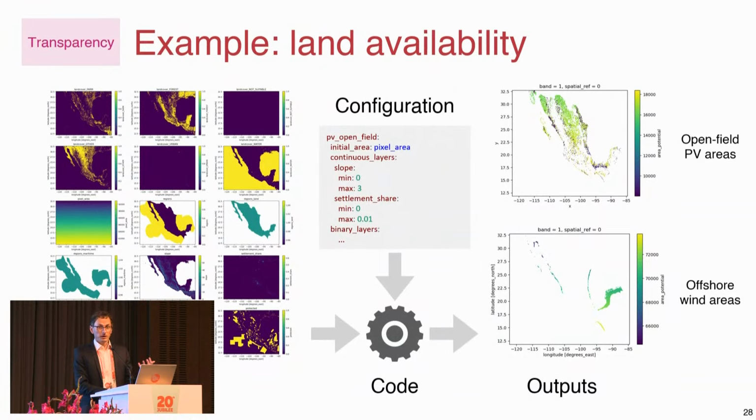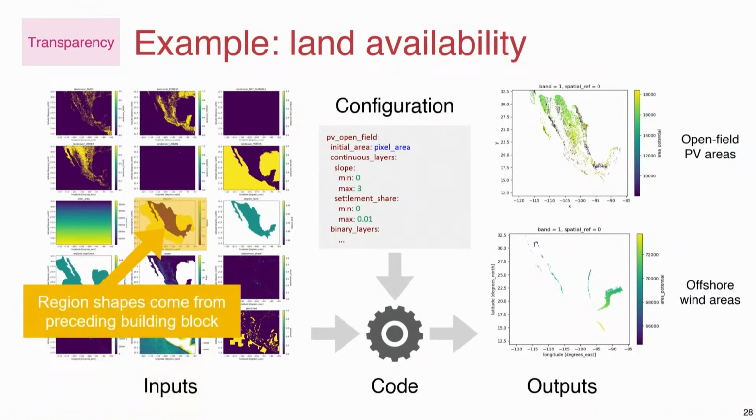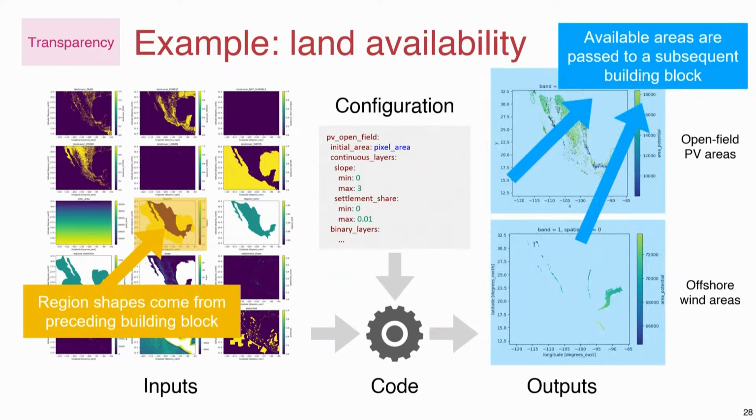And this building block is then connected to other building blocks. So, for example, the region shapes, here it's the country of Mexico, together with its offshore exclusive economic zones. Those come from another module that actually makes these geospatial boundaries. And then we pass on the results to subsequent building blocks for further processing.